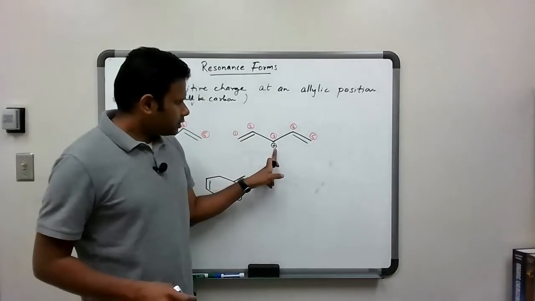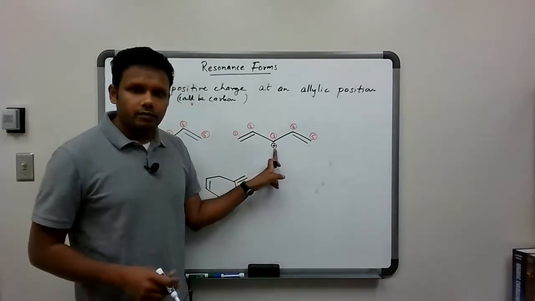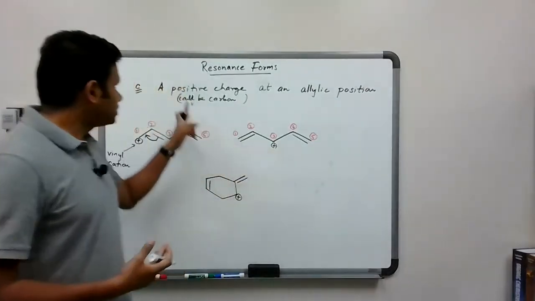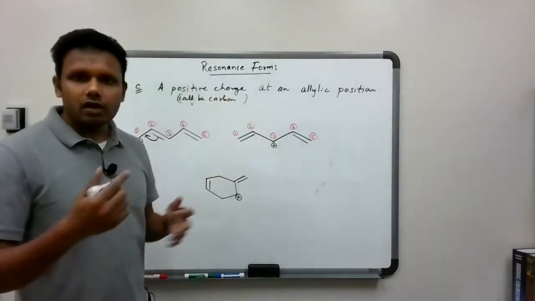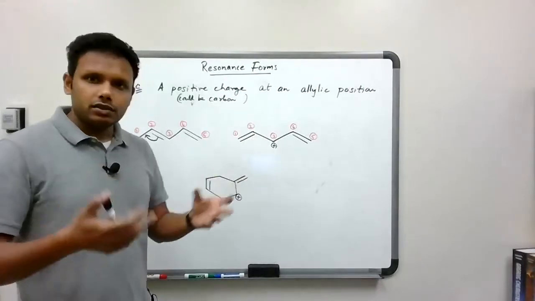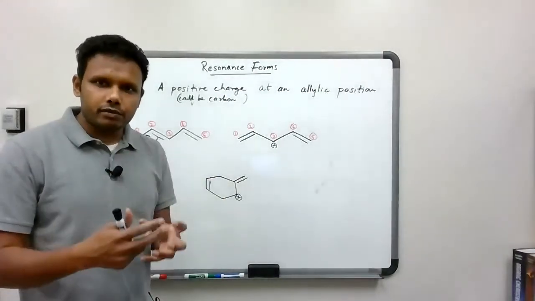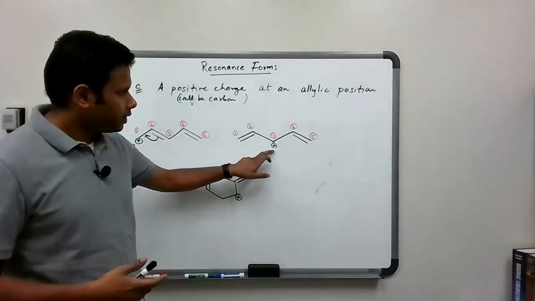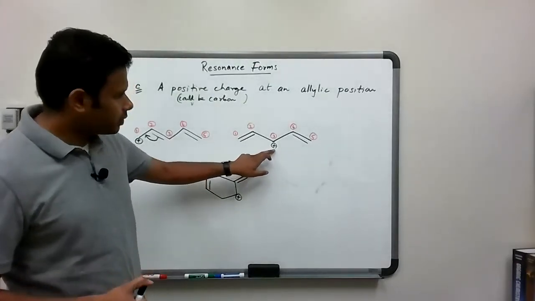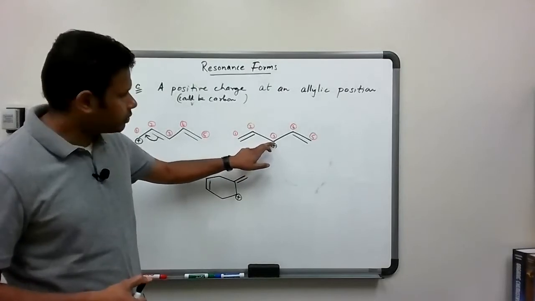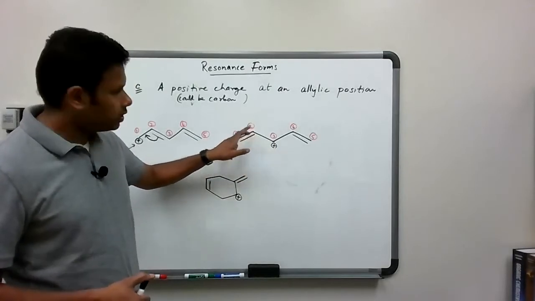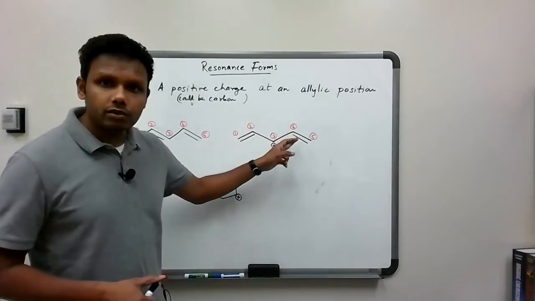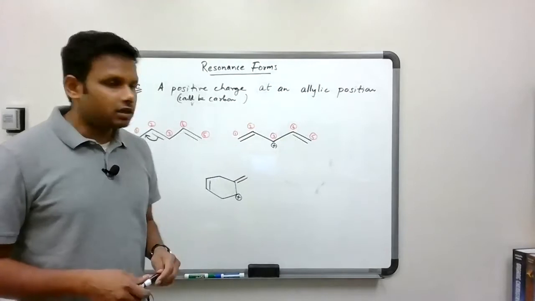Now, is this carbocation allylic at this point? Carbocation is the term used for carbons that bear positive charges. So is this positive charge allylic at this point? And the answer is yes. If you look at it, this carbon, carbon number 3, is connected to carbon number 2, which is involved in a double bond. It is also connected to carbon number 4, which is involved in a double bond.